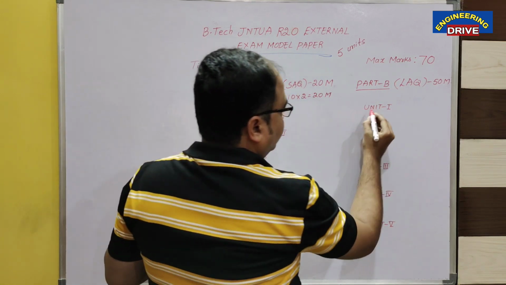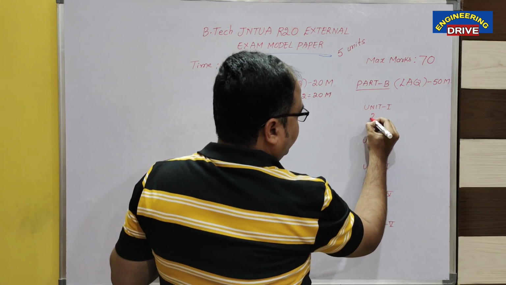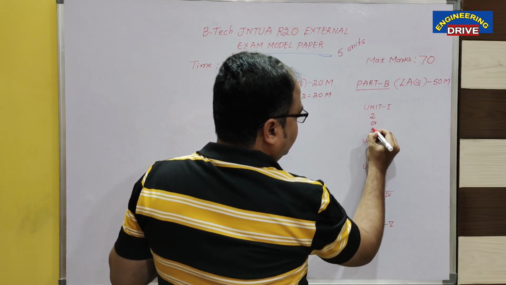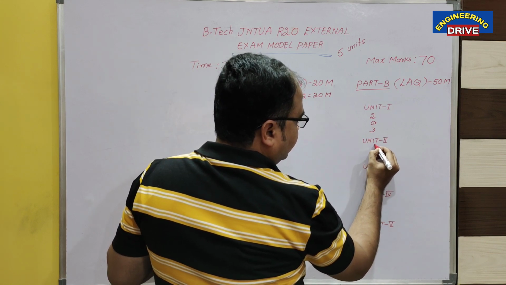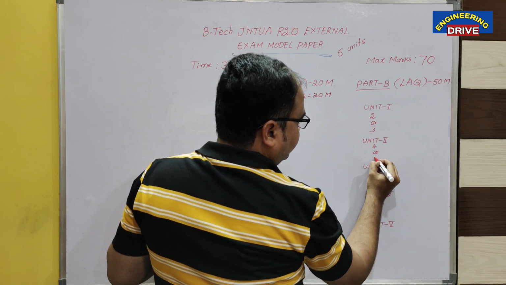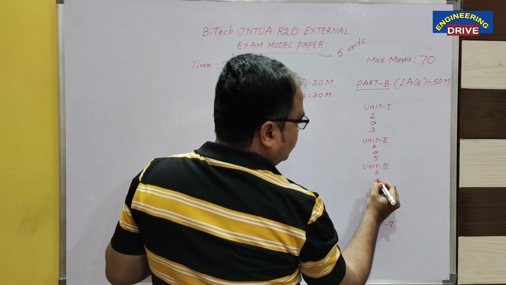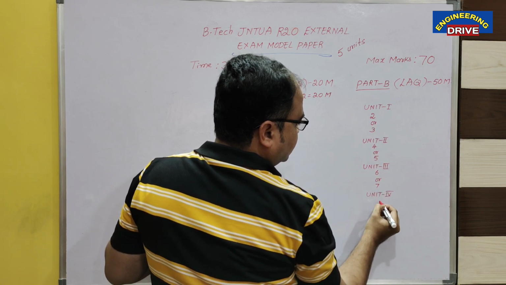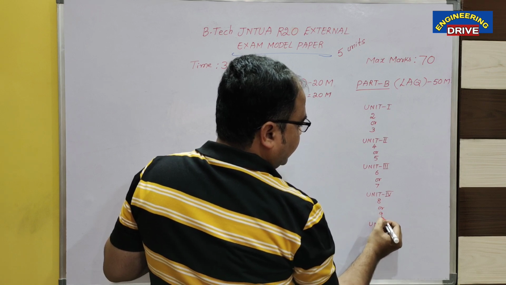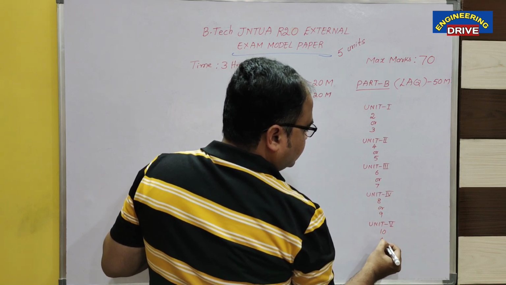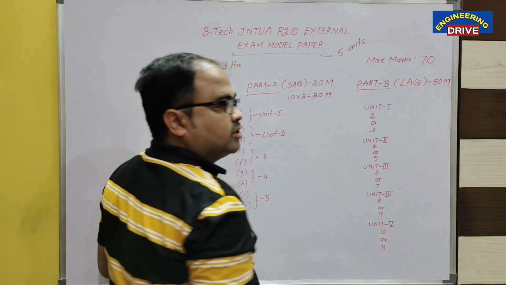Which means in unit 1, you can write the second question or the third question. Unit 2, you can write the fourth question or the fifth question. Here the sixth question or the seventh question. Here the eighth question or the ninth question. Here the 10th question or the 11th question.